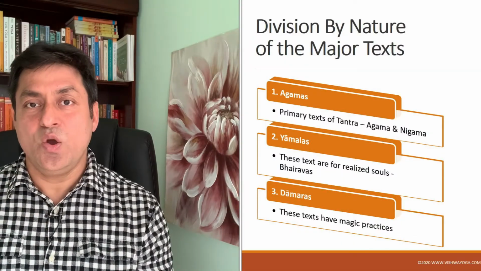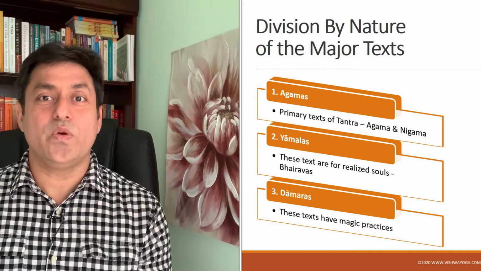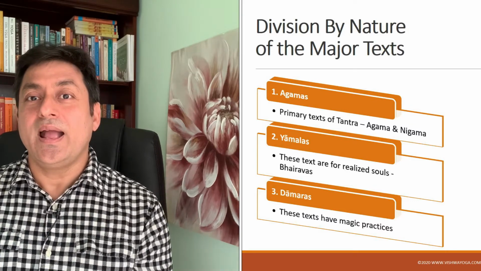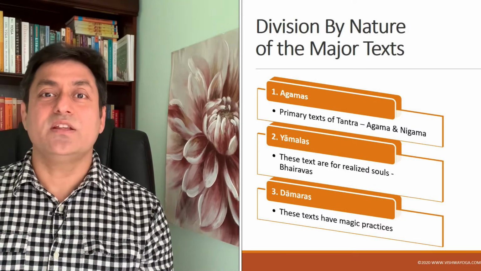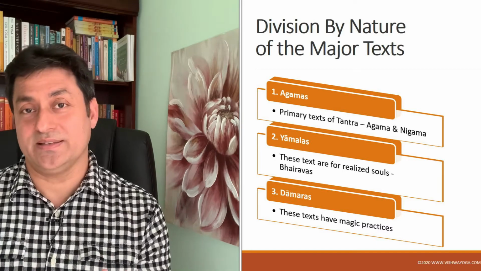Now the next one is based on the nature of the Tantric texts. The majority of the Tantric texts can be classified in 3 categories, as revealed by Shiva and Shakti. There are some other ones too, but I will talk about them at some other time. First one is called Agama texts, which are the primary texts of Tantra. Then Yamal texts, which were revealed for the realized souls, especially for Bhairavas in the Shaiva tradition. And the third one, the Damara texts, includes magic formulas and practices.